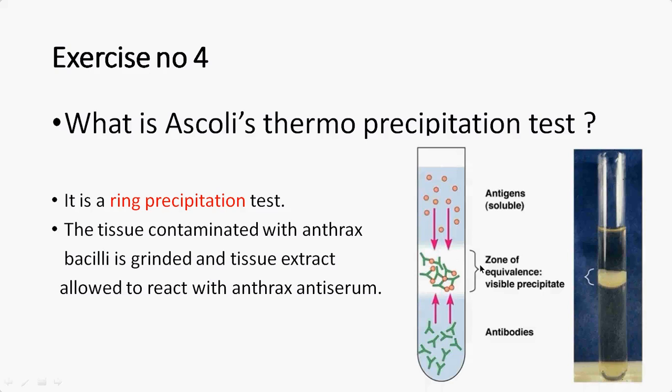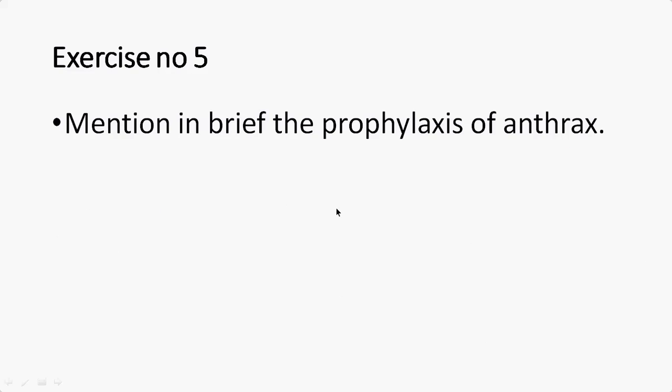There is a zone of equivalence, so the antigen and antibody react here. In this zone the same quantity of antigen and antibody are present. Here there is antigen excess, there antibody excess, but in this zone they are equivalent in number, so there is a ring formation in that area. This is known as ring precipitation, and this test is known as Ascoli's thermoprecipitation test.